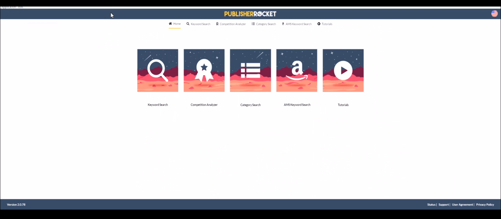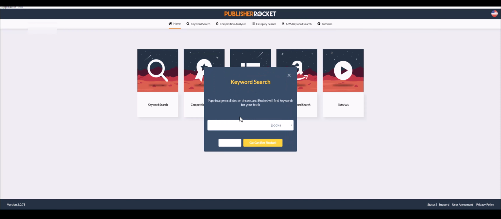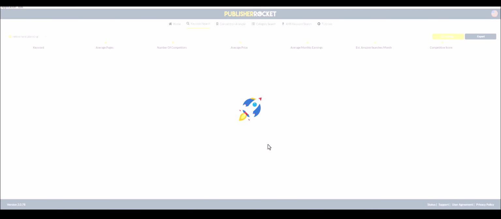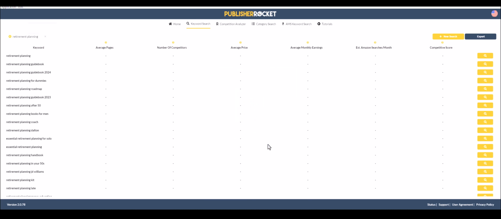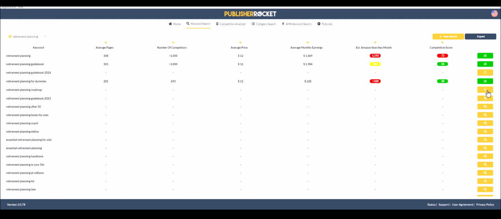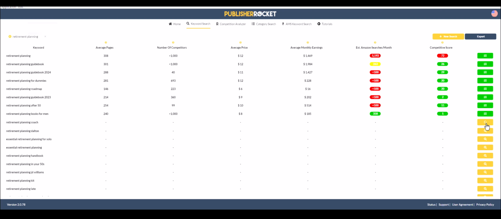So this is Publisher Rocket, okay, P Rocket here in the keyword search. I will also just type in the keyword. You can see here there are more long tail, more specific keywords. And if you click here, you can get data on every keyword. And here you also have a score for how competitive the niche is. So obviously, retirement planning is competitive.